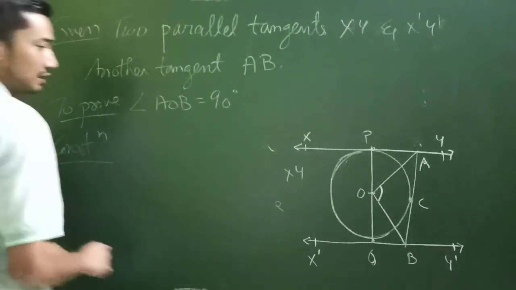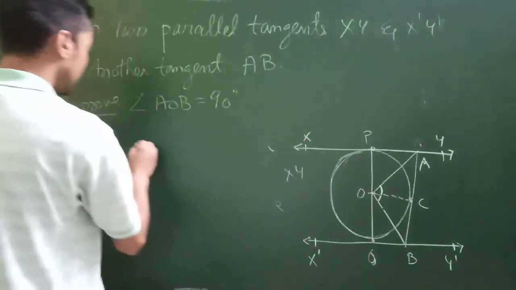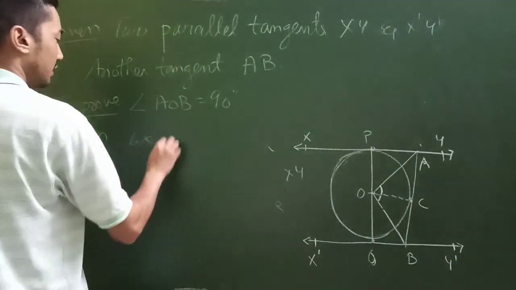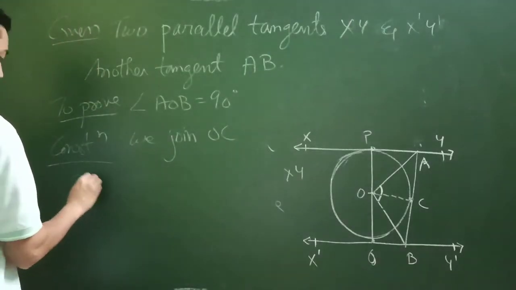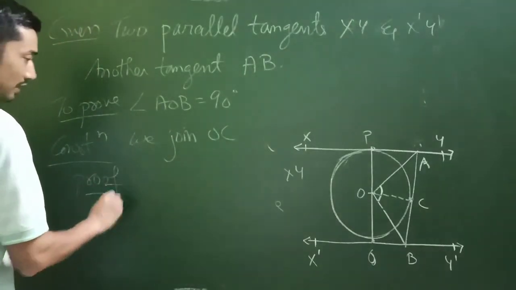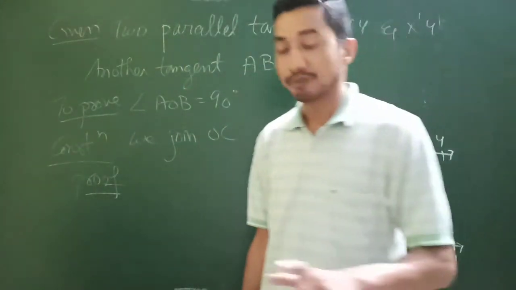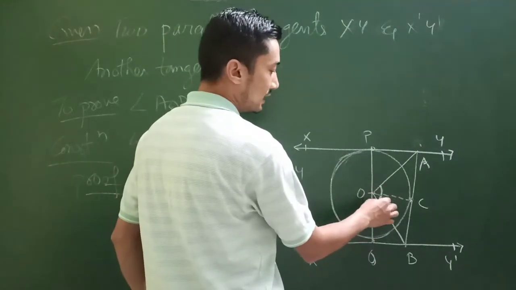What I'm going to do here is, definitely I'm going to need this, so I'm going to join this construction. What we do is we join OC. Okay, we'll go to the proof. Now what am I going to do here with the proof? It's very simple. I have to prove that this is 90 degrees.